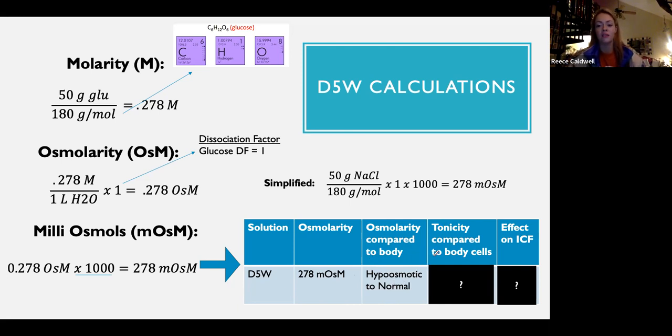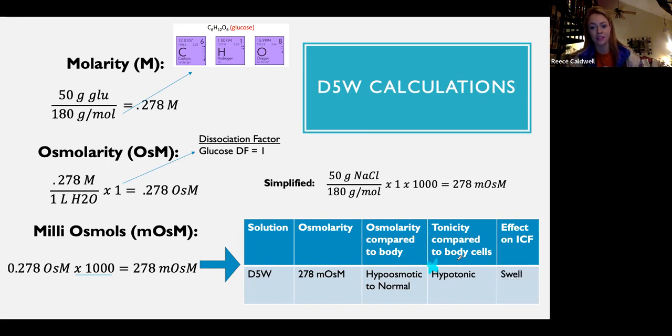The tonicity is also going to be hypotonic, but I want you to make a note here because we're going to return and add an extra little piece to the reasoning behind the hypotonic answer here. Hypotonic solutions, we just discussed this. What do they do to the ICF, the intracellular fluid, or the effect on the cell behavior? It will cause the cell to swell or hemolyze.